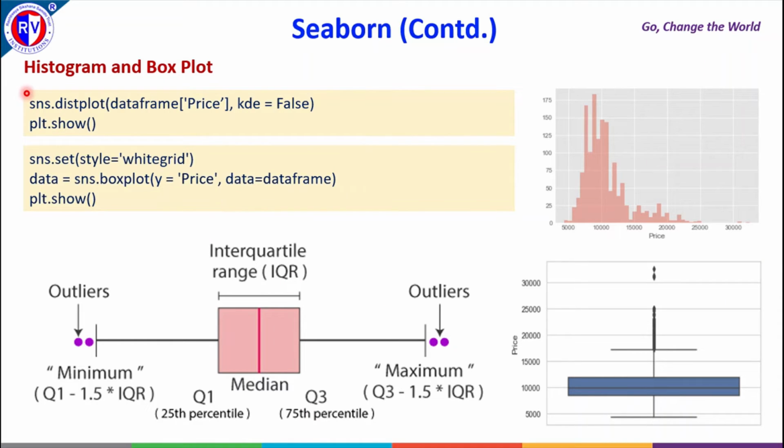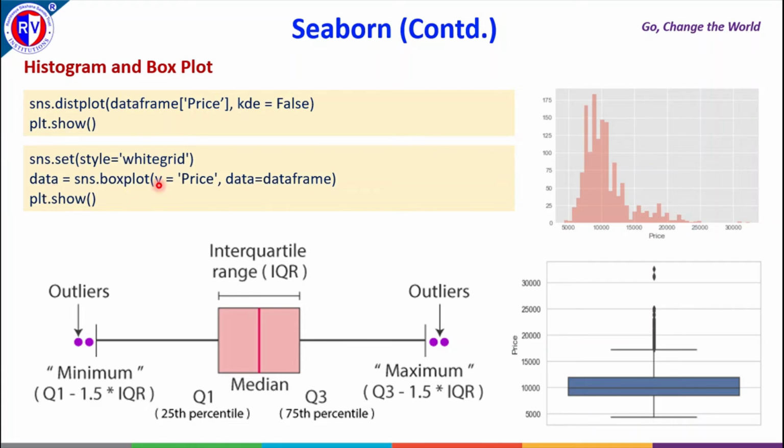The next two important graphs are the histogram plot and the box plot. In order to get the histogram plot, we have a function called distplot, which is going to plot the histogram. For that we have to give the column name. Here I am taking price as the column name and we are going to get the histogram plot.